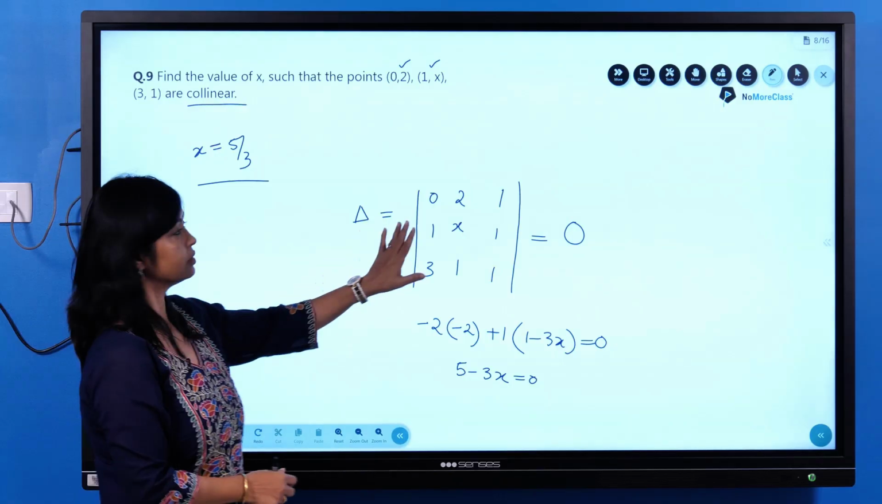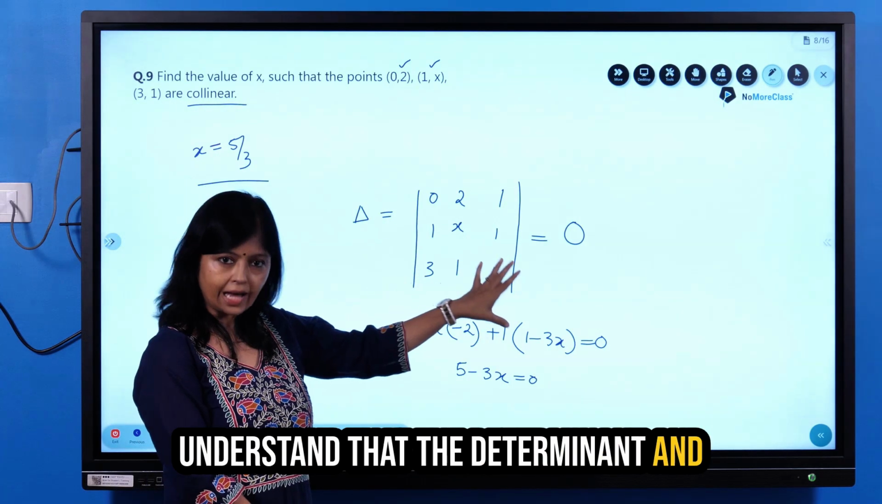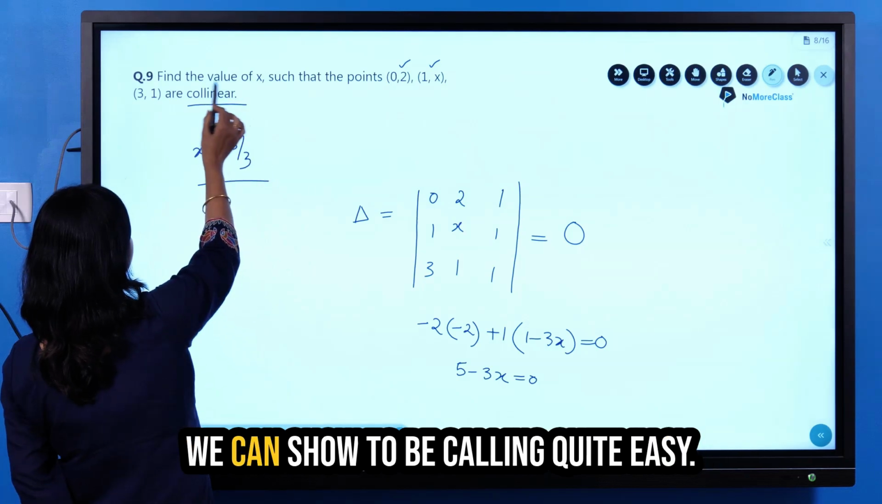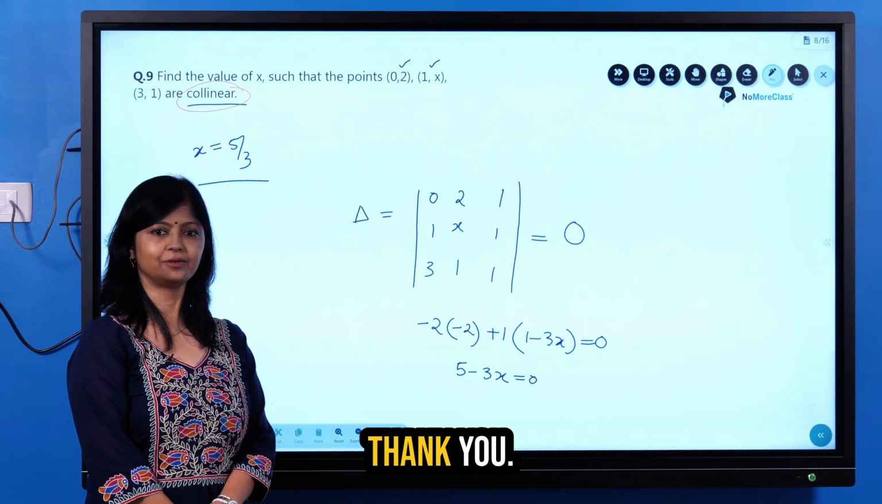So that's fine. The only thing you have to understand is the application of determinant: we can show the points to be collinear quite easily, just find the value of the determinant. Okay. Thank you.